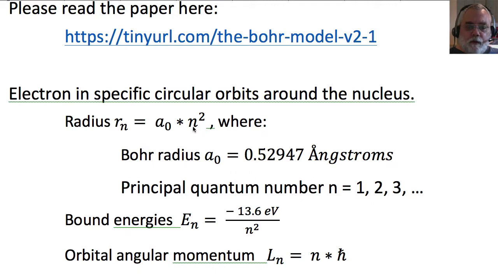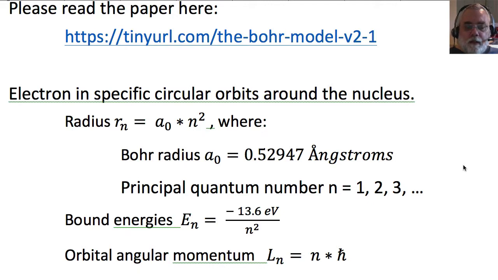For a particular number n, quantum number n, there is a specific radius and a specific bound energy, E sub n. That energy is minus 13.6 electron volts divided by n squared. So for larger n, the magnitude of the bound energy gets smaller. It's always a negative quantity, it's a bound energy.